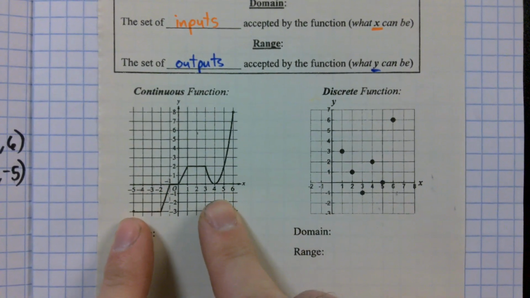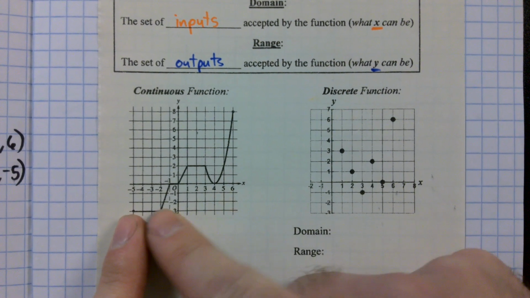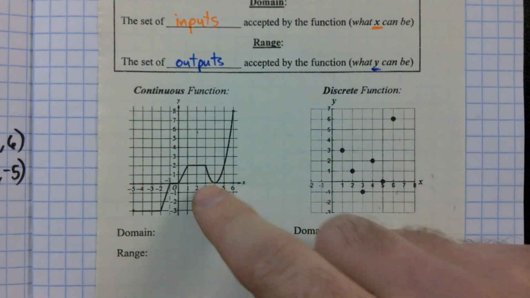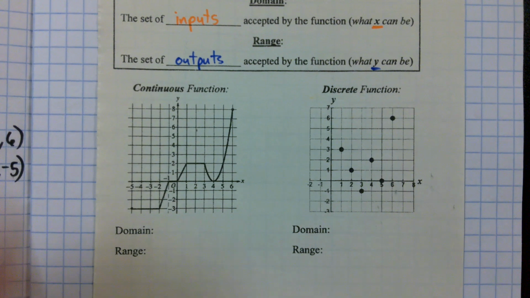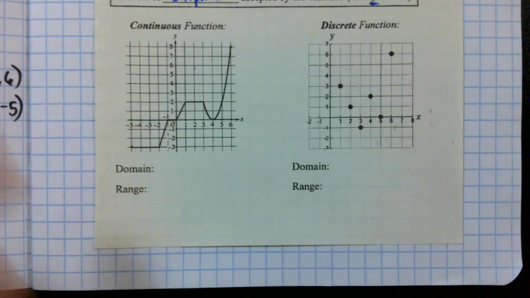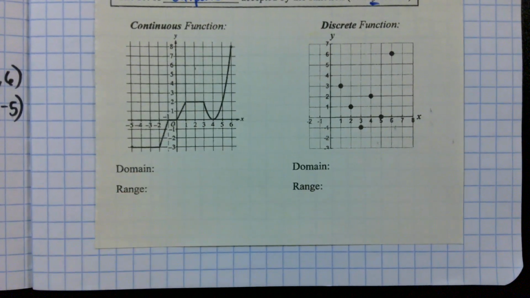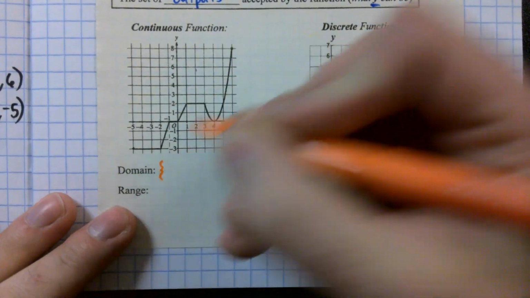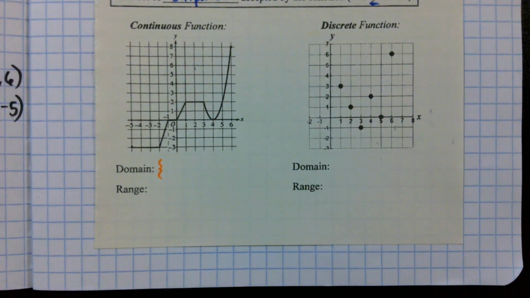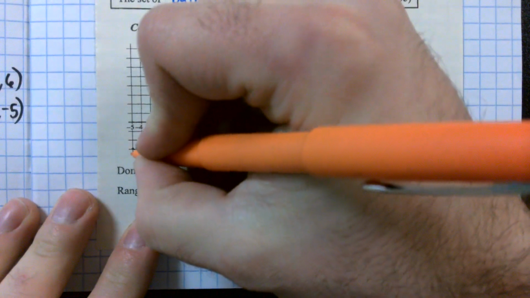Here's a continuous function. How do we know it's continuous? Because it has lines. No matter how funky and weird the line is, it's continuous. All right? So for my domain, I'm going to do my little squiggly arrow. This is a little bit different because this is a continuous function. What's the smallest X value you see on this line, Liana? -5. Go ahead and draw a line.